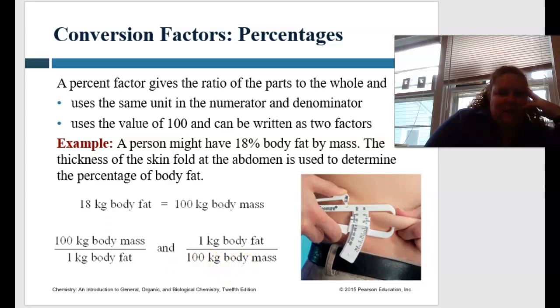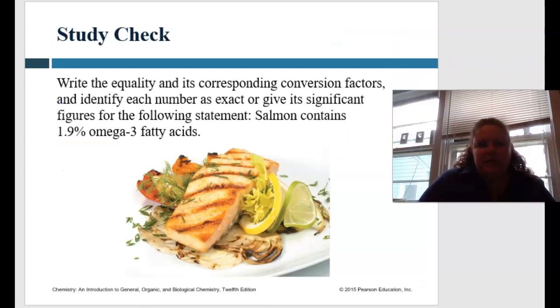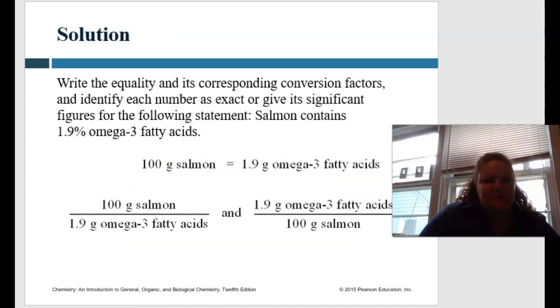So let's apply this. Write the equality and the corresponding conversion factors, and identify each number as exact or given significant figures in the following statement. Salmon contains 1.9% omega-3 fatty acids. Okay. So again, the statement is salmon contains 1.9% omega-3 fatty acids.